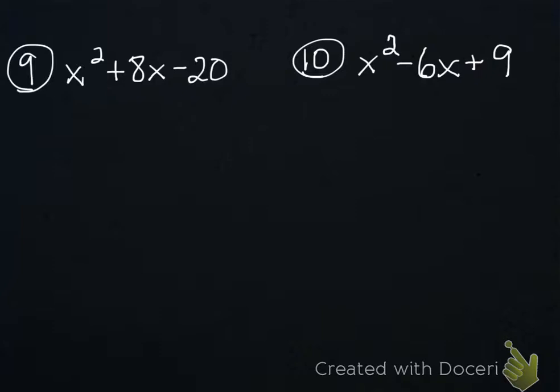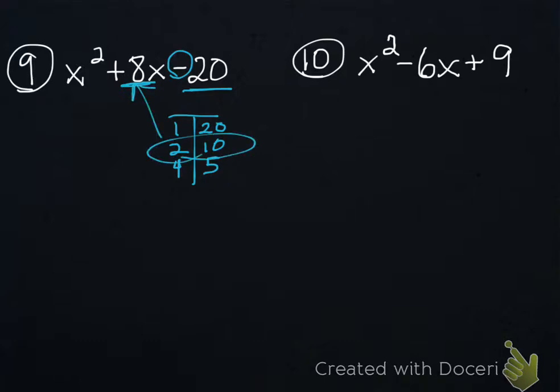Number 9. What's the constant? The constant is 20. So I need everything that multiplies to give me 20. Well, that would be 1 and 20, 2 and 10, 4 and 5. Did I miss any? No. The 20 is negative, so I want them to subtract to give me the middle term. So I subtract through 20 minus 1, 10 minus 2. 10 minus 2 is 8.